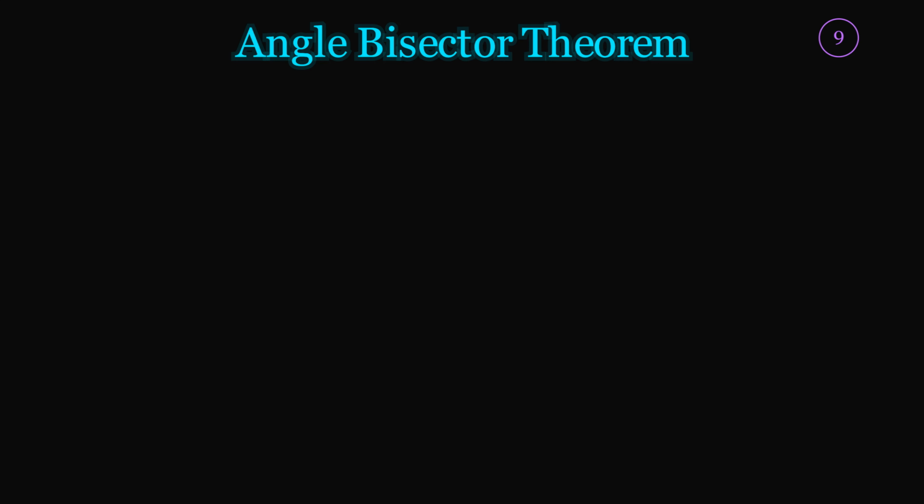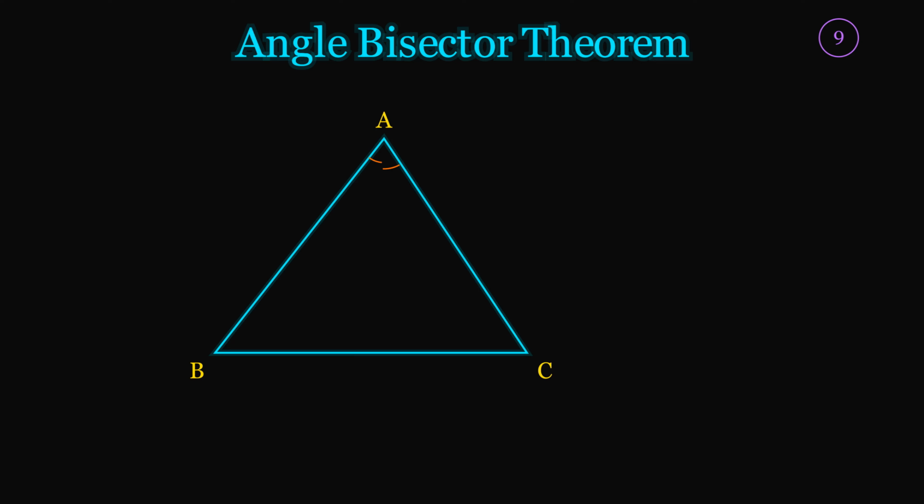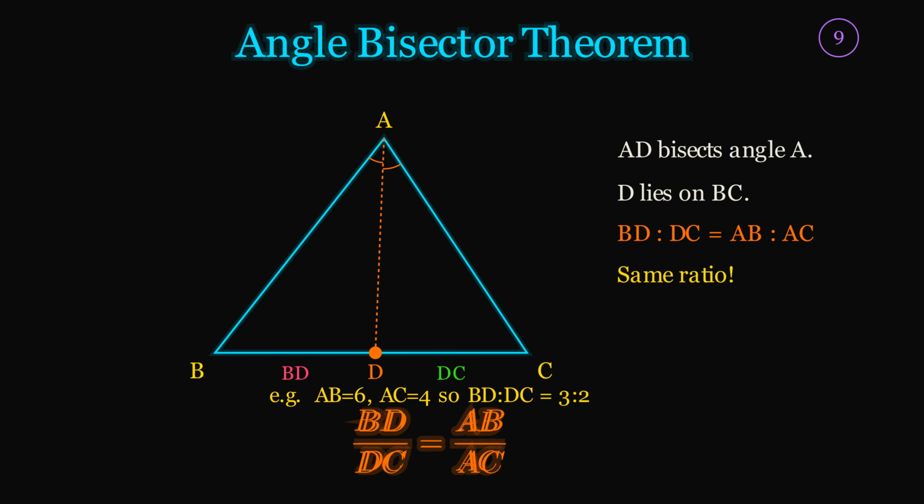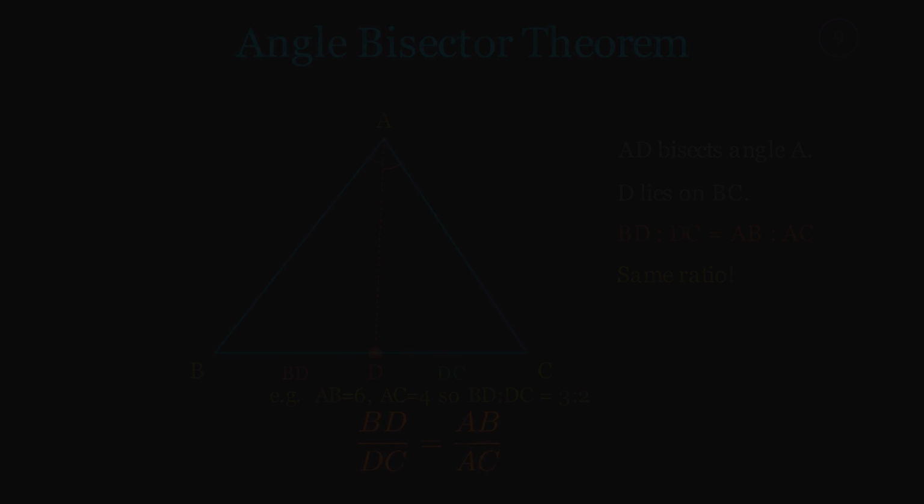In any triangle, if you draw a line from one vertex that cuts the opposite angle exactly in half, that line is called the angle bisector. Now here is the interesting part. Wherever that bisector meets the opposite side, it divides that side in a very specific ratio. The ratio of the 2 segments equals the ratio of the 2 adjacent sides. So if AD bisects angle A and meets BC at D, then BD over DC equals AB over AC. Clean, simple, and incredibly useful in exams.